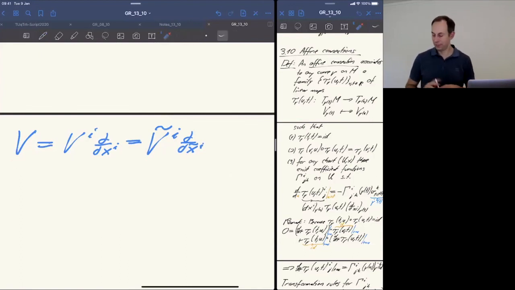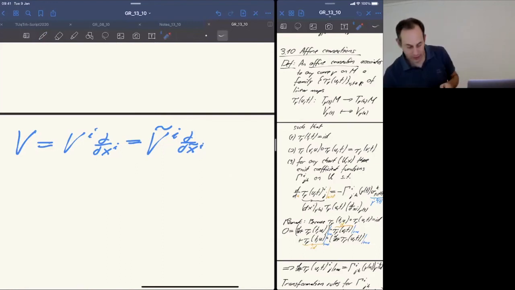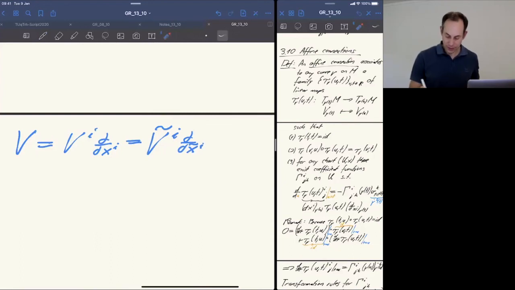The vector is really, keep this in mind, just the arrow. It has no basis. This thing on the right-hand side, these are now coefficients with respect to a basis. So here it's relevant whether I put a tilde or not. So maybe the notation is not optimal.